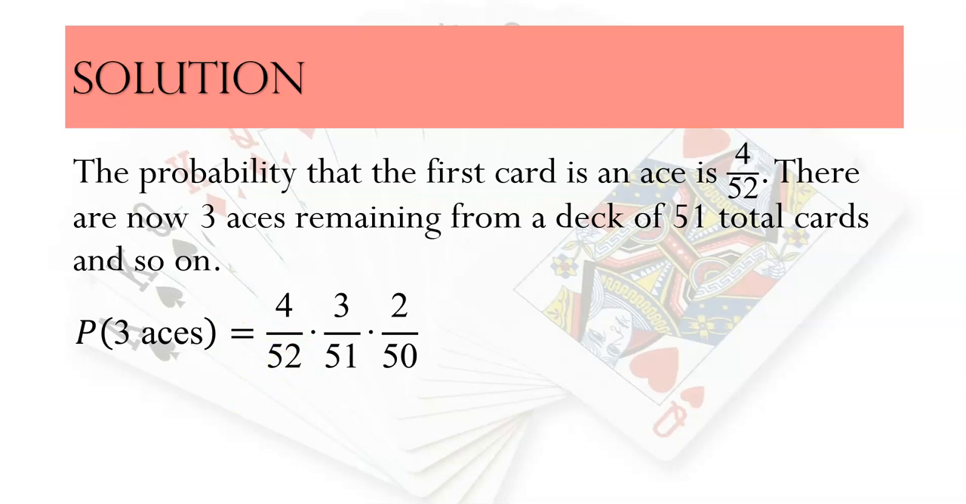So for the first card, if it's going to be an ace, I have a 4 out of 52 chance of picking an ace. Then, assuming that that first card is an ace, I go to choose the second card. Now there's only 3 aces left and 51 cards total. Then I choose another ace. Now for the third selection, I only have 2 aces left to choose from out of 50 cards total. Then I multiply that together. I got 24 over 132,600, and that reduced to 1 over 5,525.